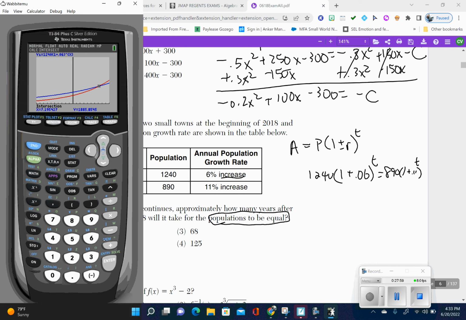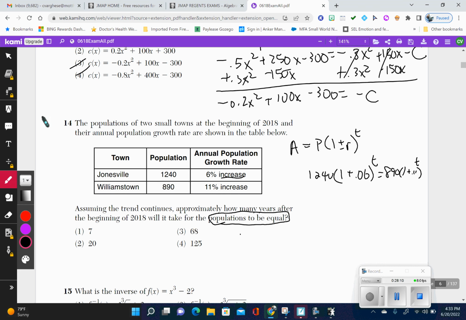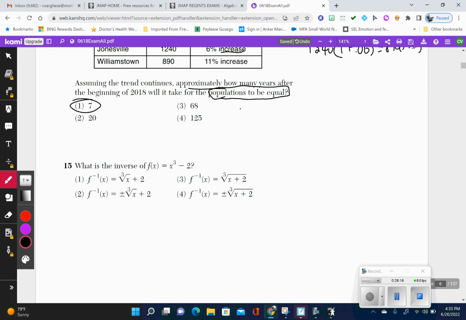Okay, it did it. So the point of intersection, I'm looking for where they're equal. So that's my x. So this is 7.19, 7.2, which is the one that's the closest. It says approximately how many years. So that's about 7 years. Okay, so that was actually a good lesson in graphing and how to change the window.